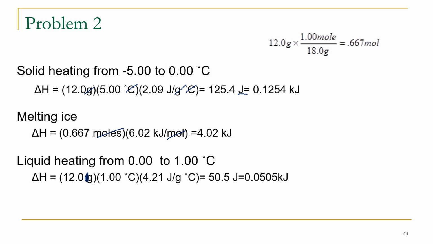times 1 degree Celsius, which is the delta T, times the specific heat of water. So again, grams will cancel, degrees Celsius cancel, and so my answer is in joules. Now, because we have to add these up together, I converted everything to kilojoules. So 50.5 joules is 0.0505 kilojoules. So the total amount of heat required is 0.125 kilojoules plus 4.02 kilojoules plus 0.0505, or 4.20 kilojoules.